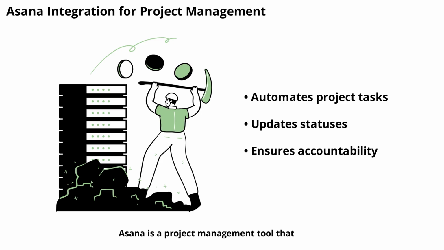Asana is a project management tool that helps finance teams coordinate projects and deadlines. Power Automate integration allows you to create tasks, update statuses, and send reminders automatically based on financial events. This keeps projects moving forward and ensures accountability.